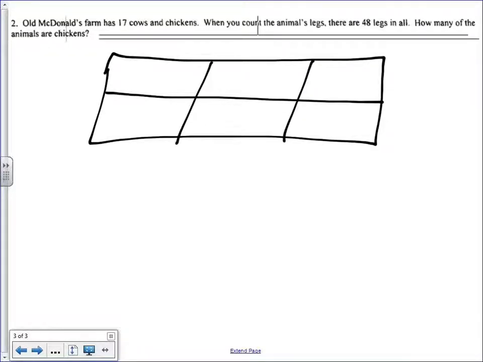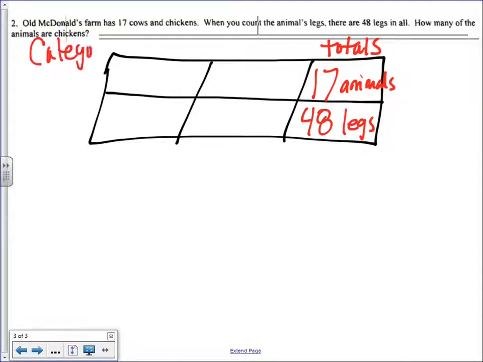Okay, so the first thing I need to put in my box are the totals. I have 17 cows and chickens, so we'll put 17 animals, because it doesn't really matter what they are. We just need to find one name. And then the other thing to talk about are the legs. It says we have 48 legs in all. So that makes it really easy to tell what my categories are. I know that I have 17 animals, and that I have 48 legs.